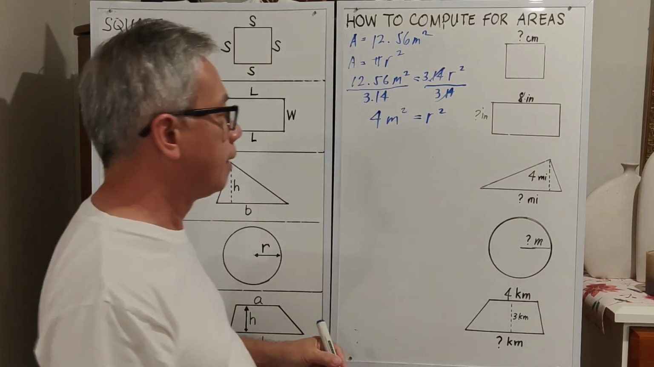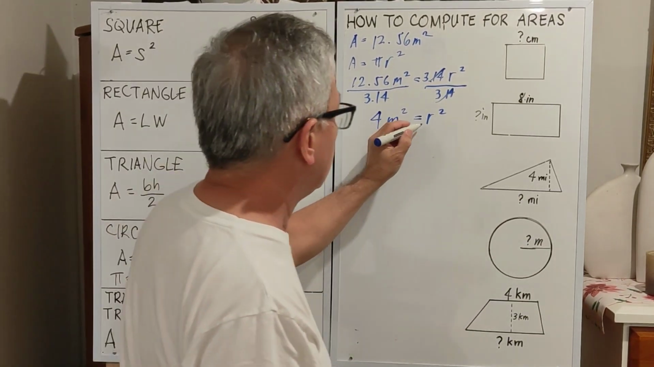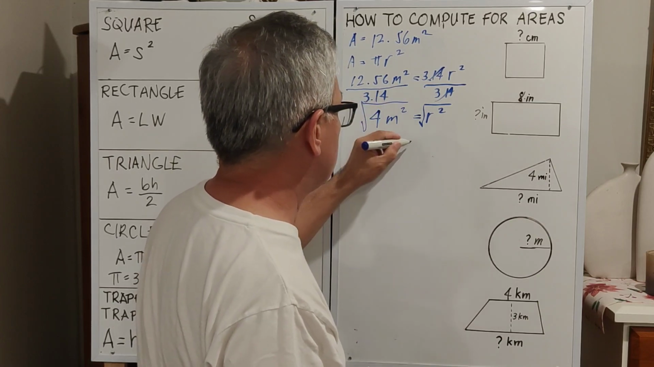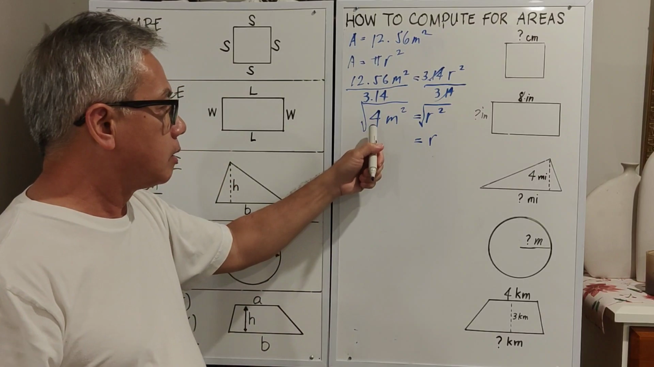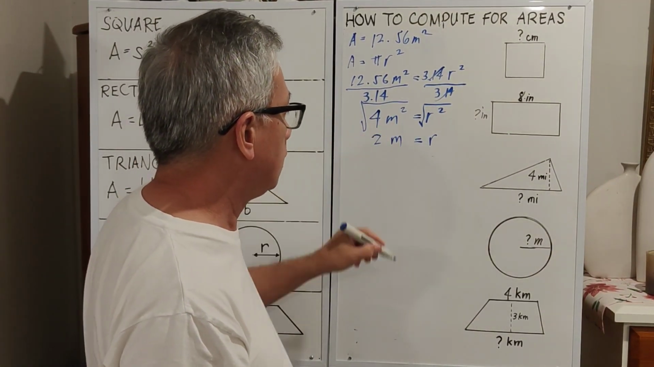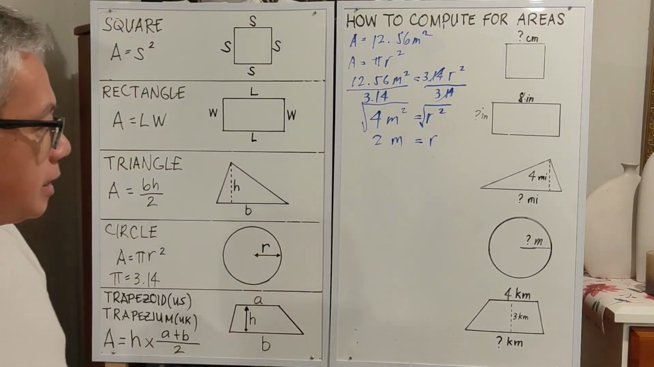squared. Now, this is r squared, so we need to put it into a square root. So this also goes into a square root. So the square root of r squared is r. The square root of 4 is 2. The square root of meters squared is meters. So the radius of the circle is 2 meters.